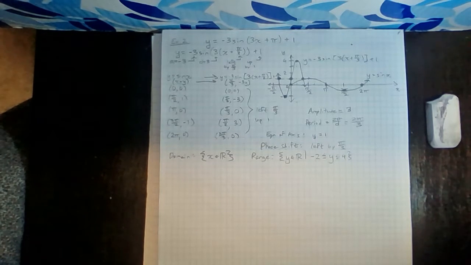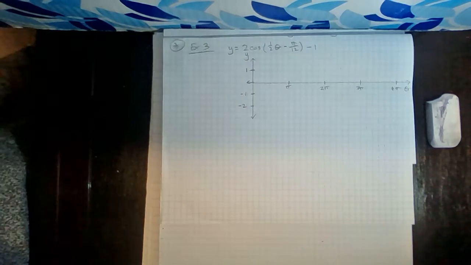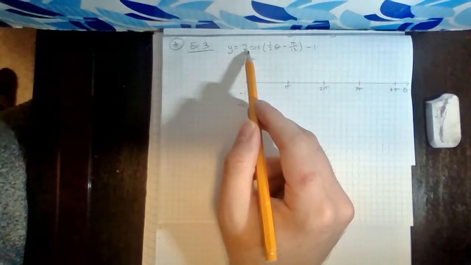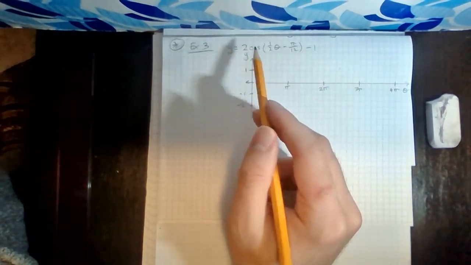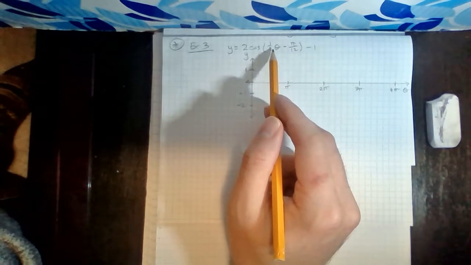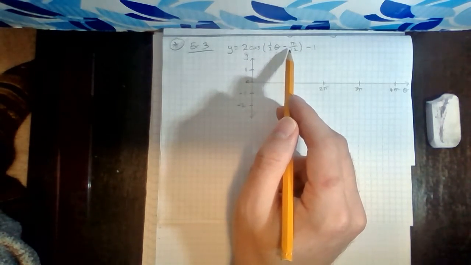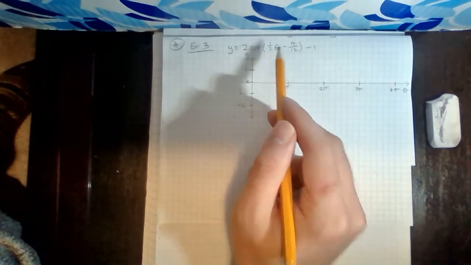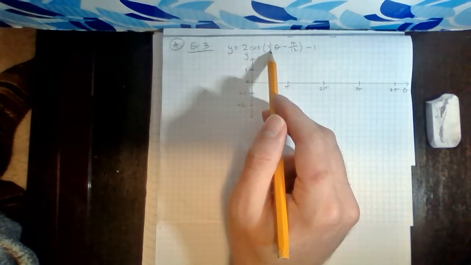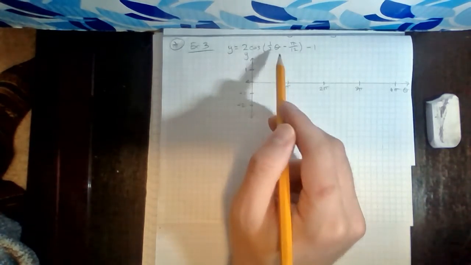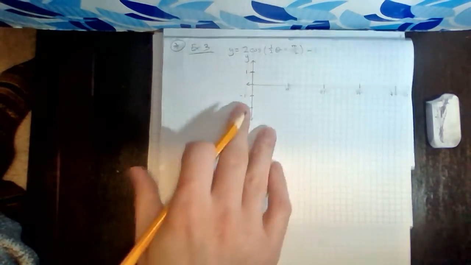Look at one more example here using graphs. So our third example here, we have y equals 2 cosine of half theta minus pi over 12, minus 1. We're looking at a cosine function this time. We notice our d value is not 1. We have a phase shift, so we need to make sure we're factoring.